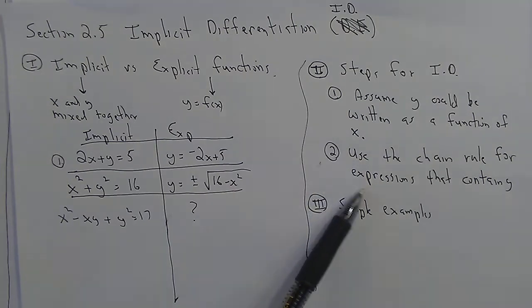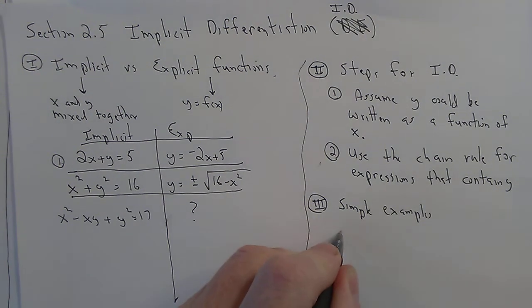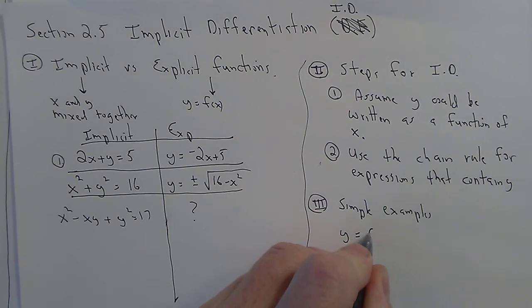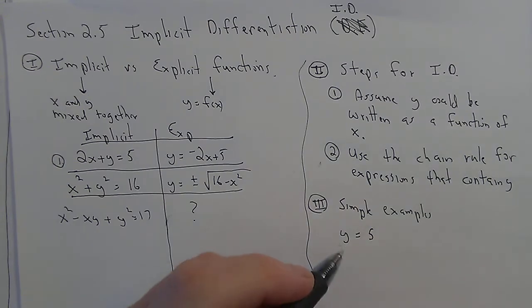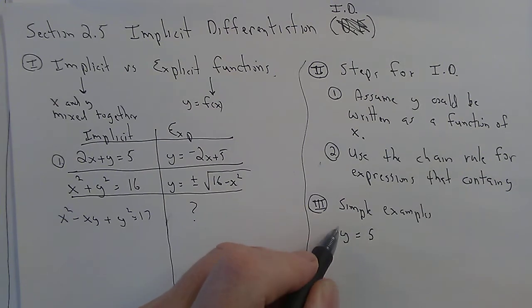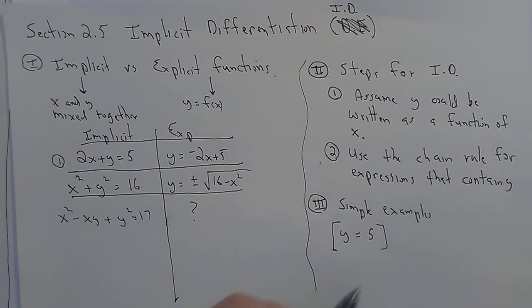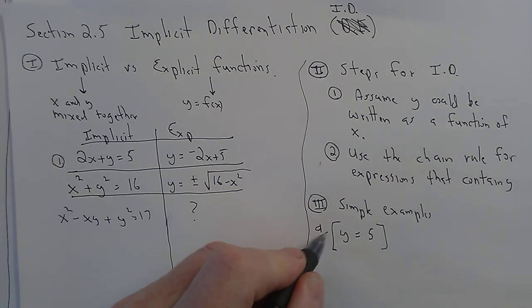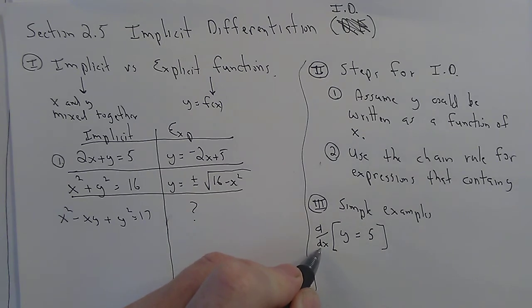Now, if you had something like y equals 5, that happens to be an explicit form, but you still could say, all right, y must be some function of x out there. So if I want to take the derivative of this, I say, okay, if two sides of the equation are equal, then if I take the derivative with respect to x of both sides of the equation, I'll get a new equation that shows the relationship between their derivatives.